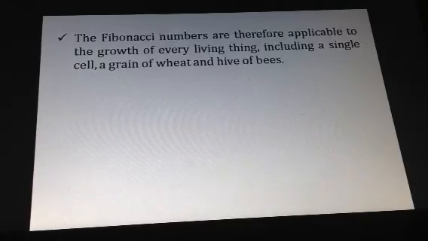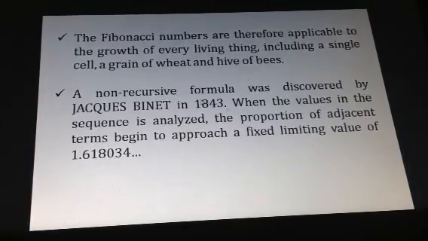So, the Fibonacci numbers are therefore applicable to the growth of every living thing, including a single grain of wheat and a hive of bees. So, dito, makikita natin paano ba lumalaki yung mga bubuyog. So, a non-recursive formula was discovered by Jacques Binet in 1843.